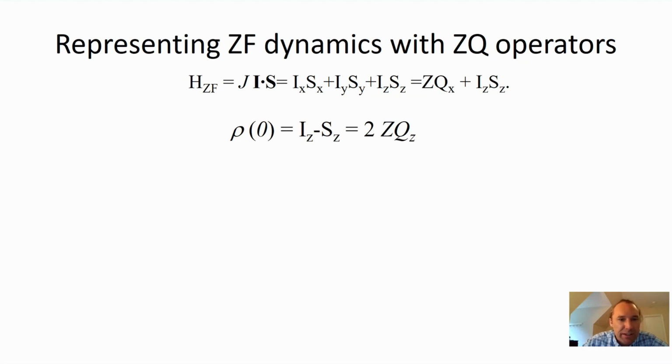in NMR, for example. Okay, so to recap, we have the zero field Hamiltonian, which is the scalar product of I dot S. It can be represented as the sum of these three components. And we can identify zero quantum X here. So zero quantum X is IXSX plus IYSY. Therefore, in this equation, we can just write this as zero quantum X plus IZSZ. The initial density matrix at time point 0, we already talked about, is this difference IZ minus SZ. That's the state that we've created. And that's just 2 times zero quantum Z.